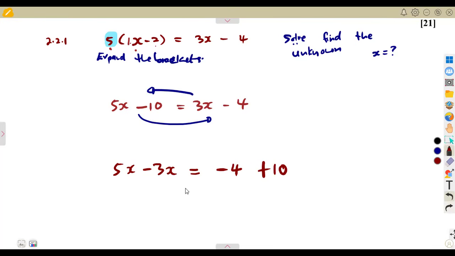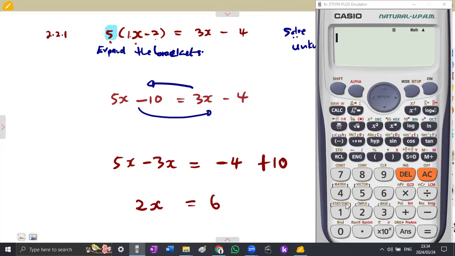So that's it. You can subtract on your calculator 5 minus 3, which is 2x. So this is equal to negative 4 plus 10, which is a positive 6, just like 10 minus 4, which is a positive 6. You can even use your calculator in the simplification if you're having any confusion on that part. That's a positive 6.